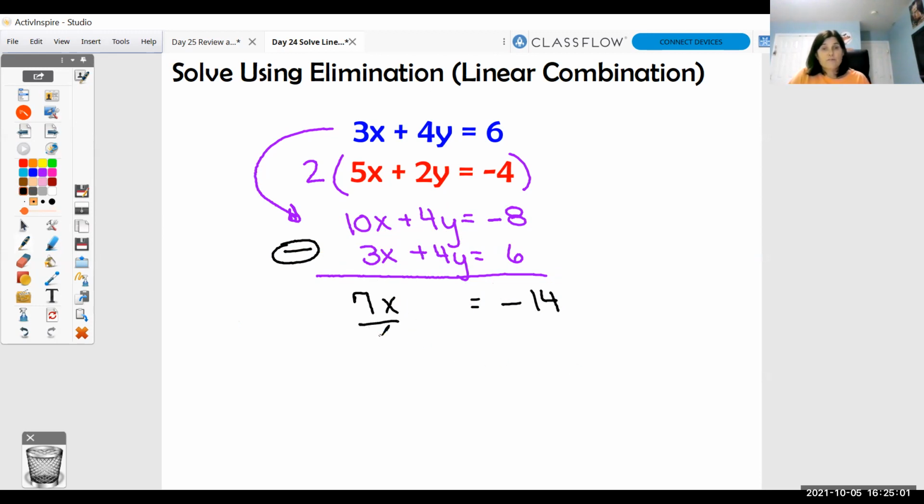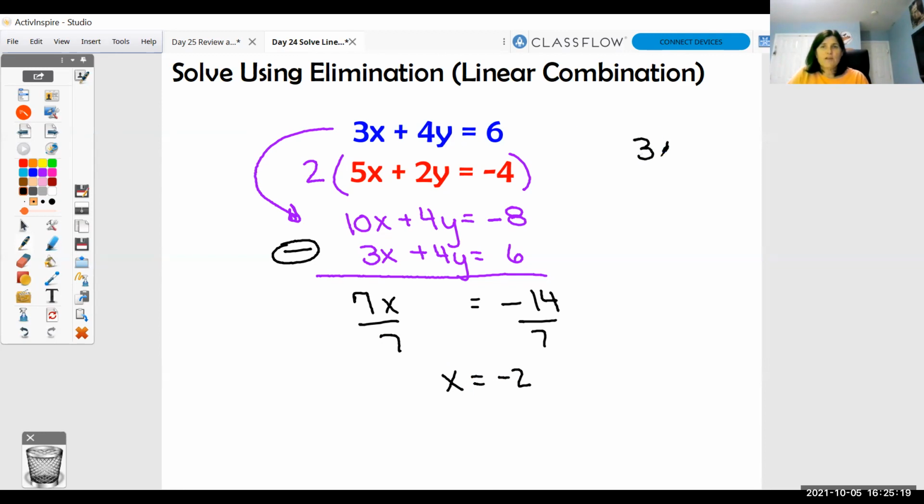Now, all I have to do is divide by 7, and I end up with x equals negative 2. So now I know I have one solution, and I know the x value is negative 2. Once I have that, I'm going to just do like we did with substitution.